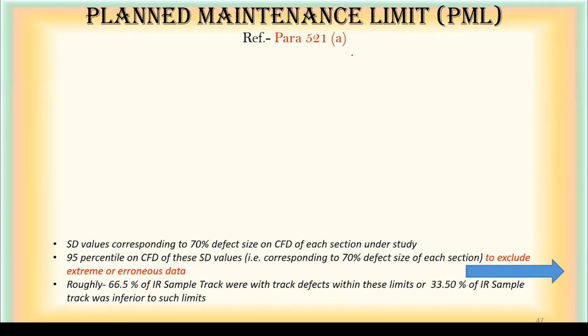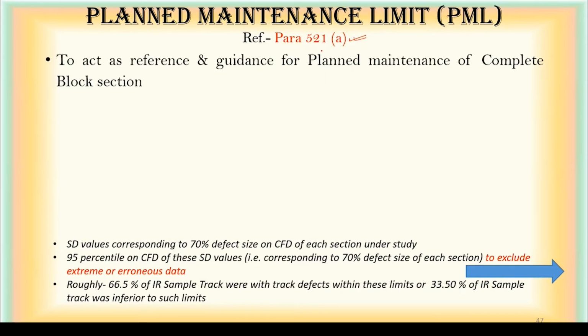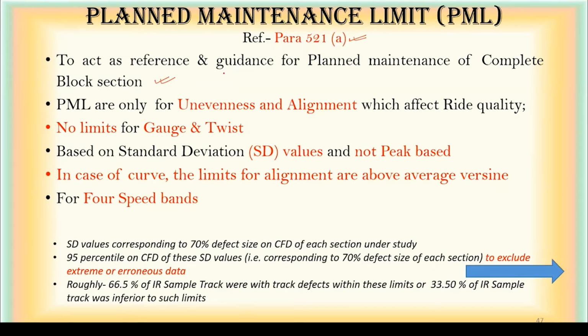So now we will see planned maintenance limits which are mentioned in para 521A of higher PWM, and this is for guidance for planned maintenance of complete block section, mechanical maintenance or machine maintenance के लिए, guidance के लिए. It will help in planning the maintenance input. When the track parameters are crossing these limits, it does not mean that we have to immediately apply maintenance input, but we need to plan it. इसके लिए कुछ condition दिया हुआ है, कब करना है, क्या करना है, that you will see.